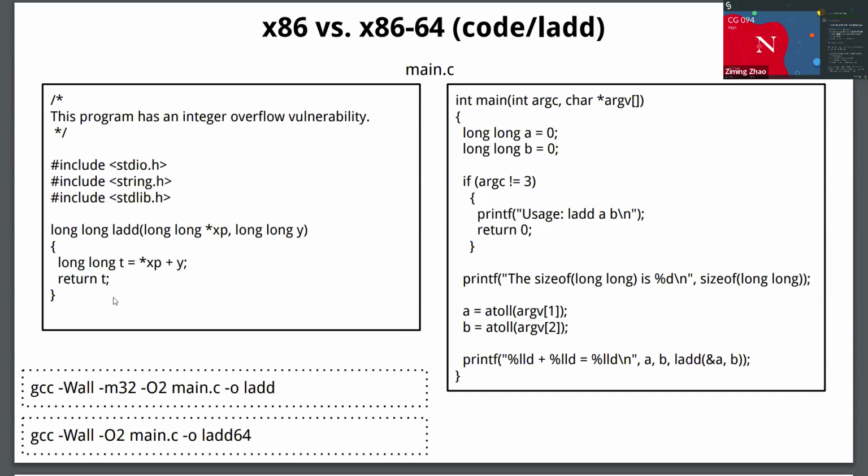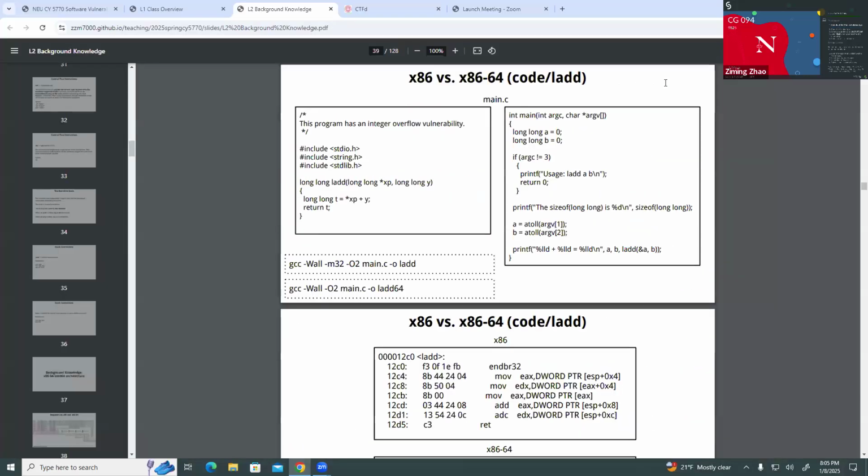So a in this case, it could be on the stack, it also could be in a register, depending on the optimization levels. The program will print out the size of long for different architectures. Then convert that value from the string to integer, then add them together. So we're going to see two versions of the same code on the server.